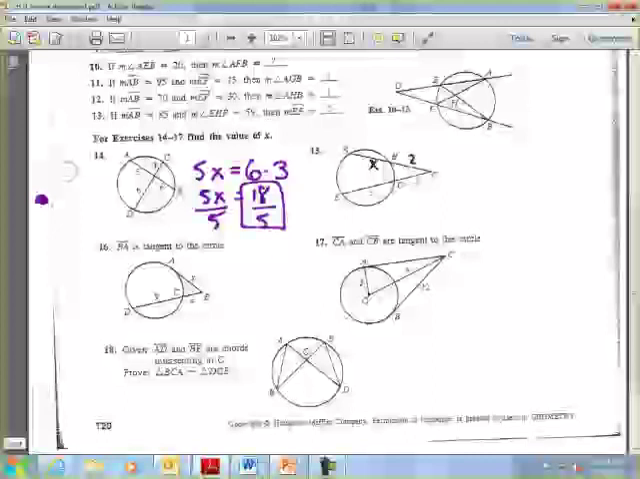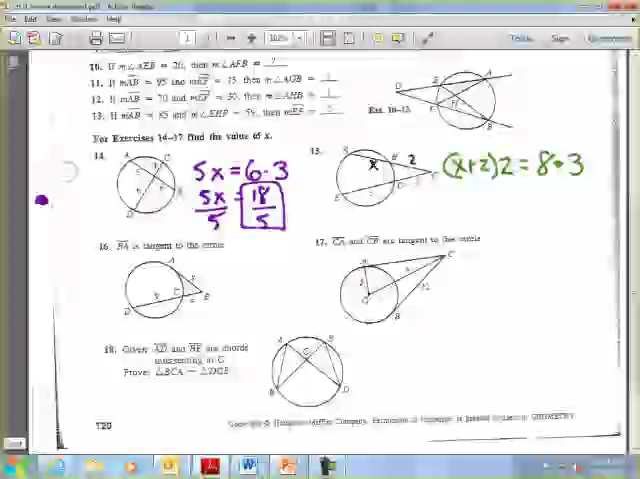Number 15, working with secants. What is our rule for a secant? X plus 2 times 2, whole thing, times the outside. So for the top one, the whole length would be adding those two pieces, and then times the outside. For a secant, full length times outside. Equals, what about for the bottom one then? 5 plus 3 times 3, or 8 times 3, whole length times outside.